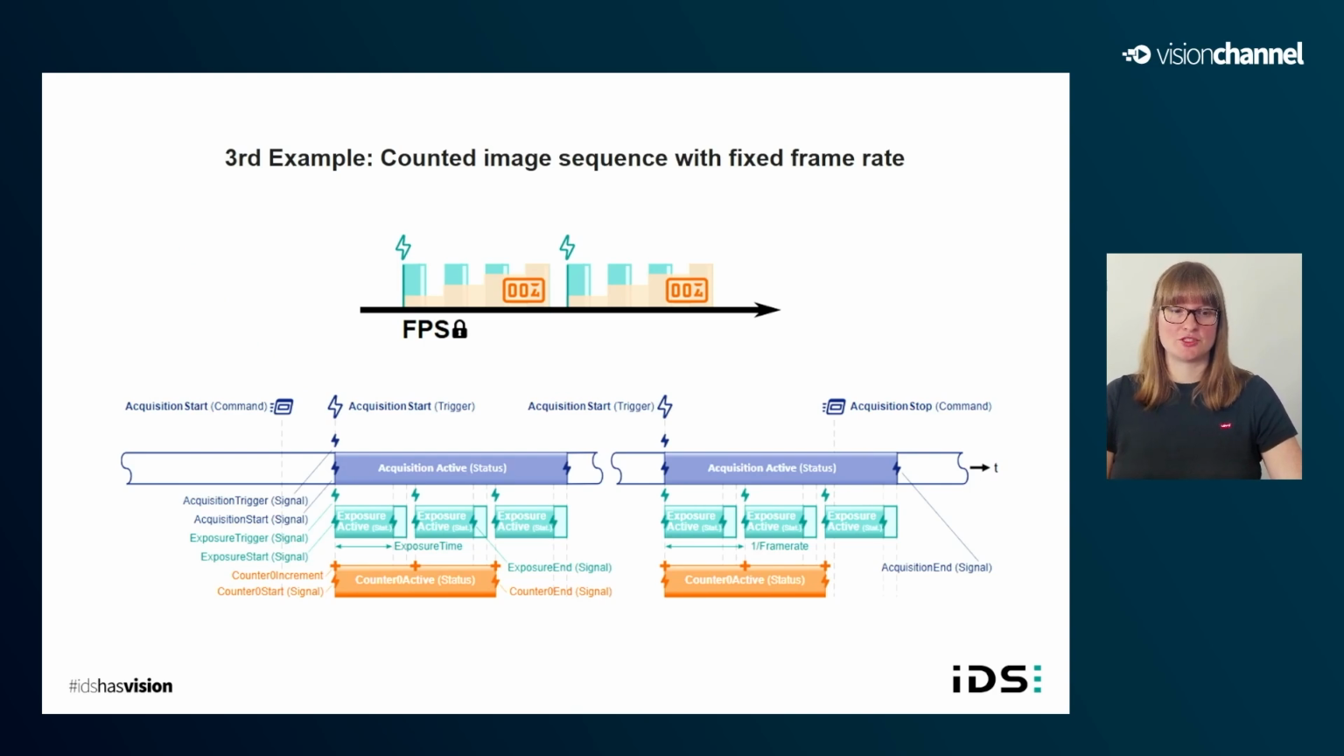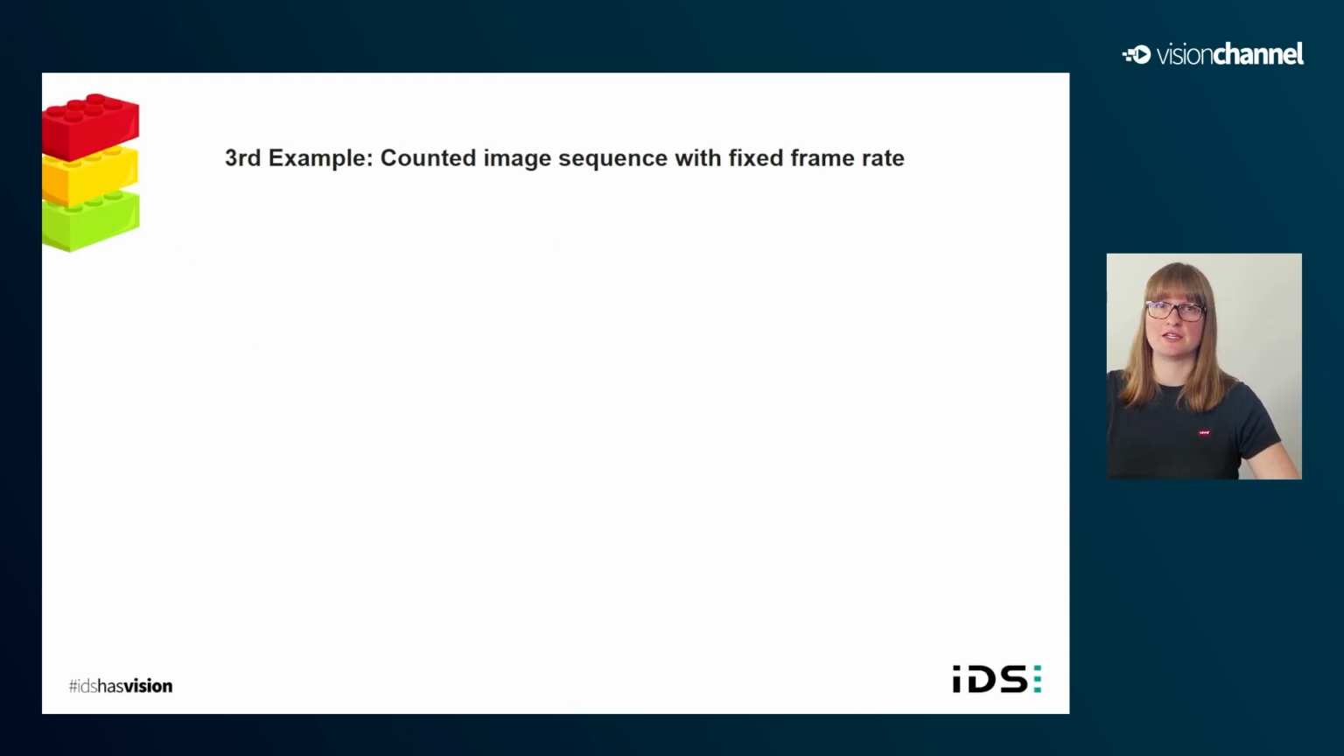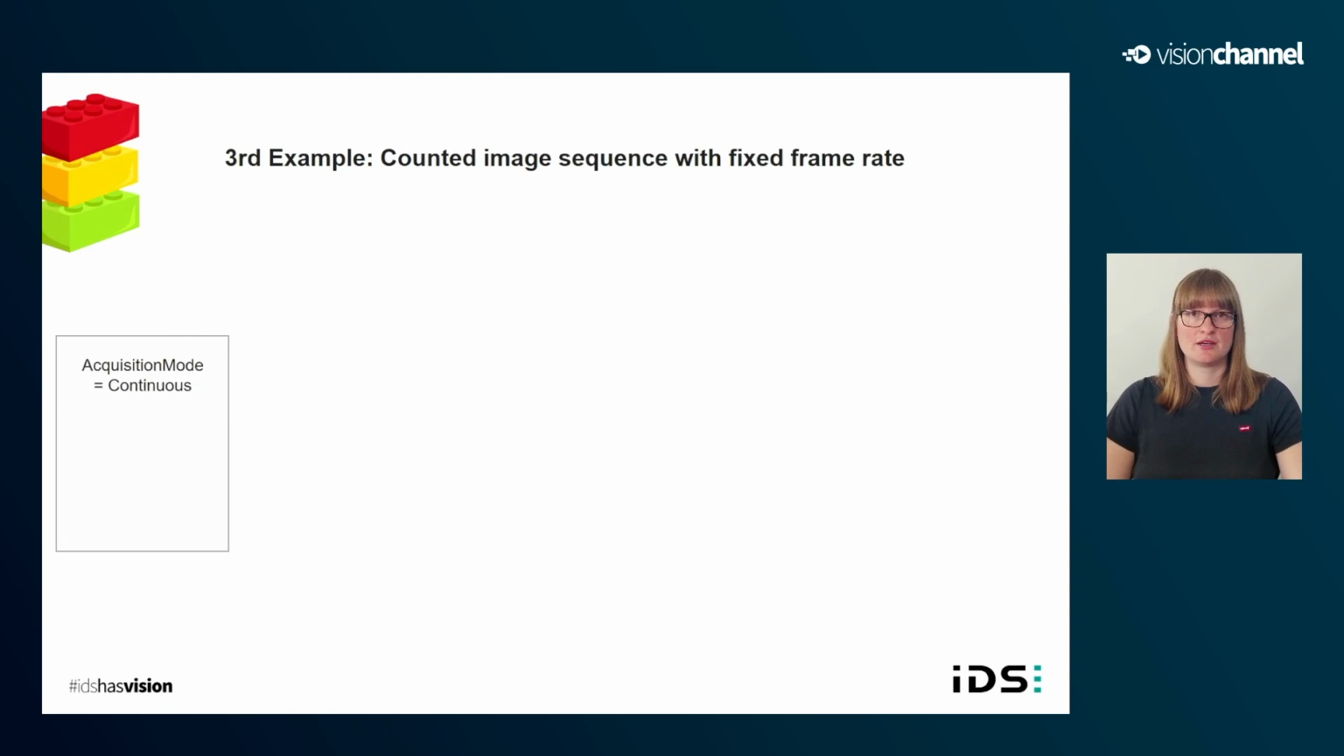Again, let's have a short look at the schematic before configuring the use case in the IDS Peak cockpit. As before, we need to make sure that the acquisition mode is set to continuous. Also, we need to set a good exposure time that matches the needs of our application. And in addition, this time we set the desired frame rate with which the images will be taken.